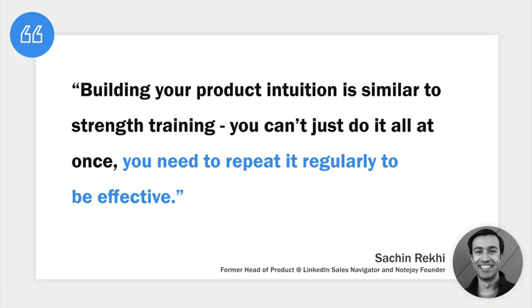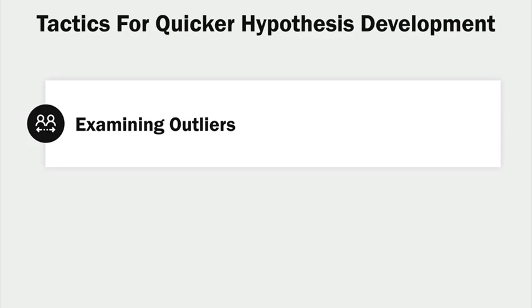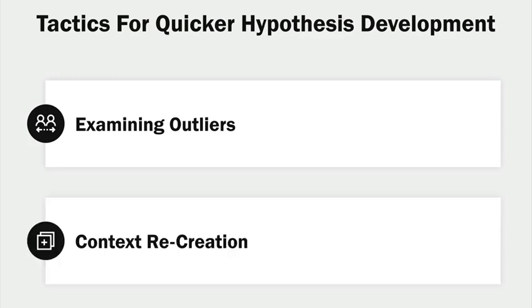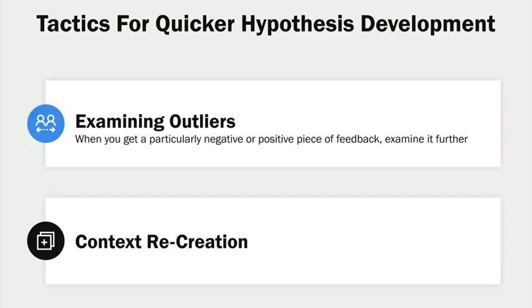Sachin Reiki says, "Building your product intuition is similar to strength training. You can't just do it all at once. You need to repeat it regularly to be effective." When immersing yourself in your feedback river, there are two specific tactics that help you develop your hypotheses faster: examining outliers and context recreation. The first tactic is examining outliers.